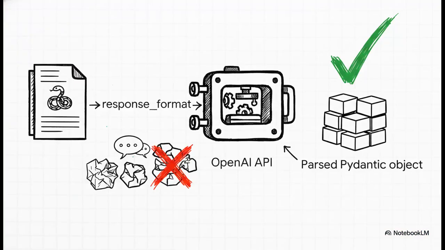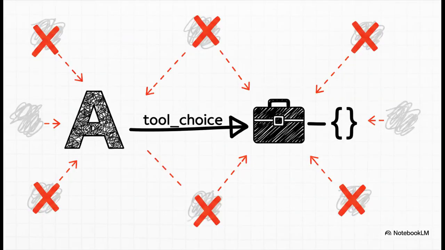OpenAI's version is so elegant. Look at this. You can pass a Pydantic model directly into the response format parameter. The API then literally forces the model to generate only the tokens that fit your schema. And the result? You get a fully parsed, typed Pydantic object right back. No more manual parsing, no more chatty preambles, no more junk. It's beautiful.